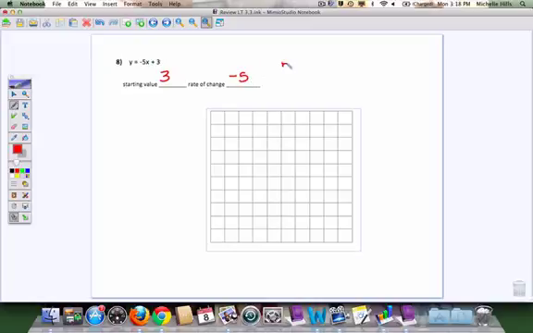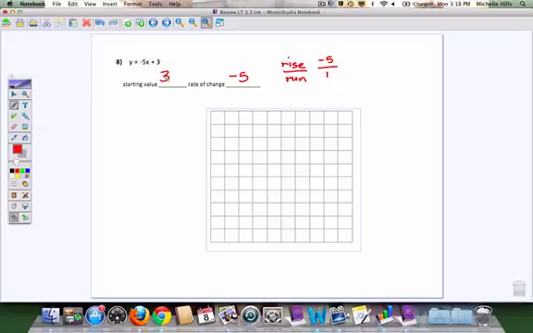But if I want to think in terms of what my rise is going to be and what my run is going to be, negative 5 doesn't look like a fraction. All I see is one number. But I can turn any number into a fraction by putting it over 1. So my rise is negative 5. My run is positive 1.